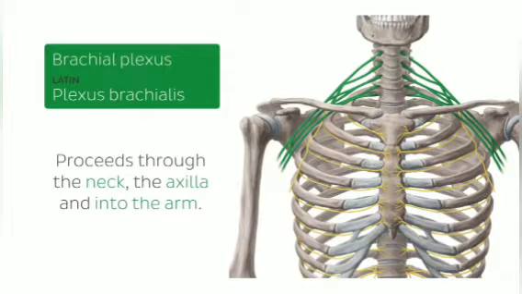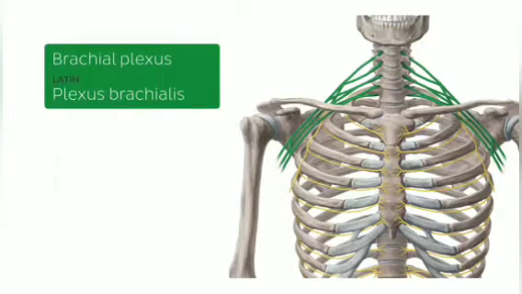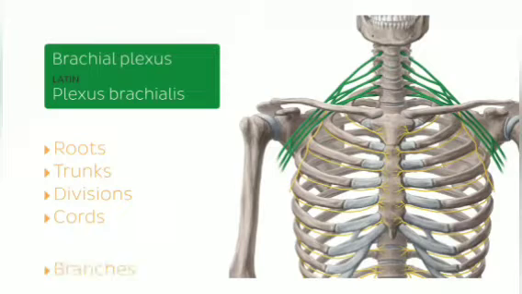here on this image. Now just a quick overview, very quick, because the brachial plexus is a complex topic and we're going to be covering it in a separate tutorial. Just a quick review: the brachial plexus is divided into roots, trunks, divisions, cords, and also branches. And in this video, we are going to talk about some of the cords and some of the branches.